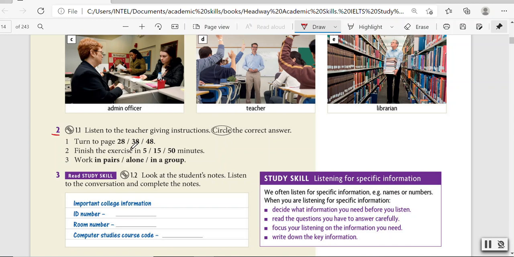Let us circle the correct answer, and after that you can check your answers. Turn to page. She said 28. After that she said no, 38. Finish the exercise in 15 minutes. Work in pairs, alone, or in a group? She said, work with a person who is sitting next to you. It means in pairs. Okay? Work in pairs.